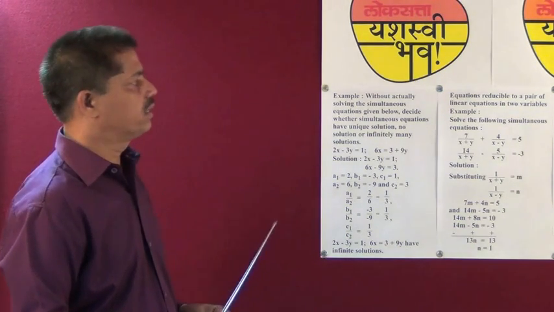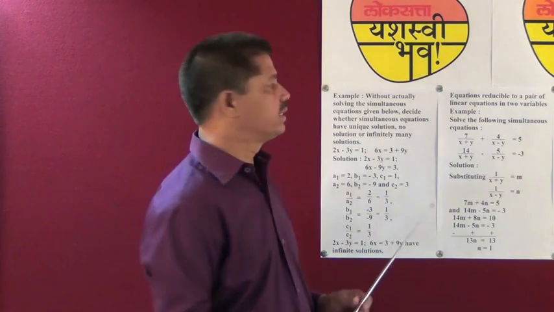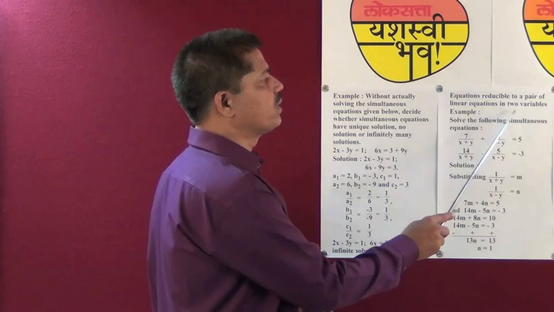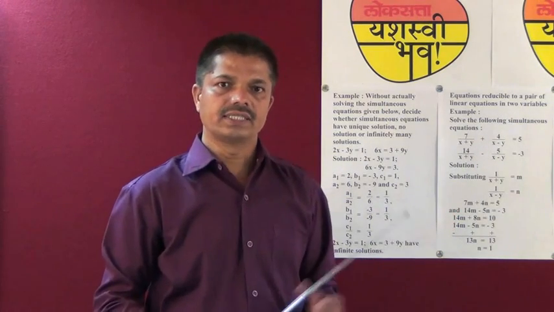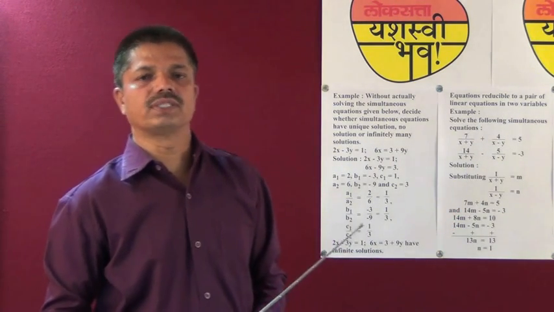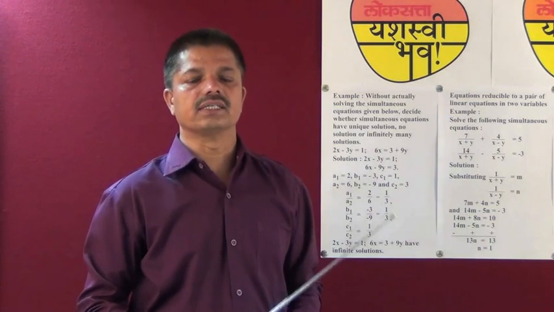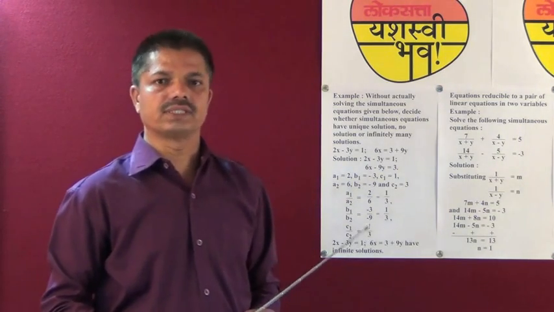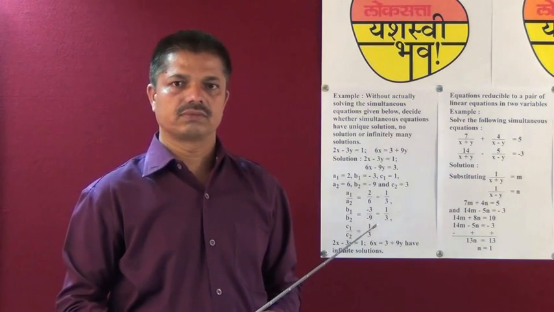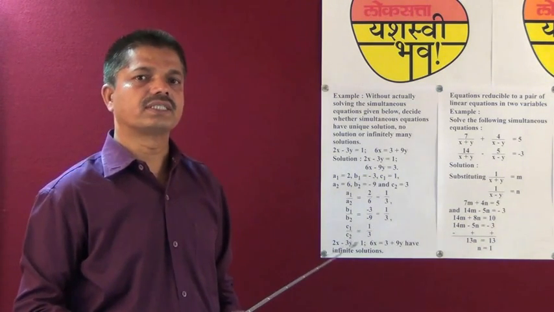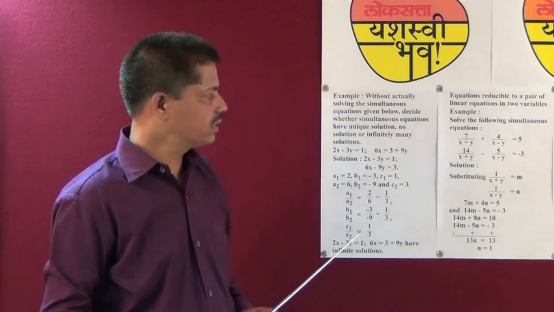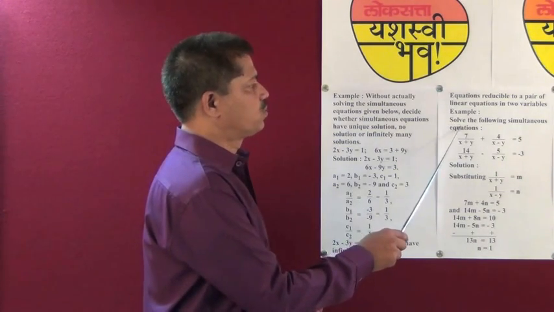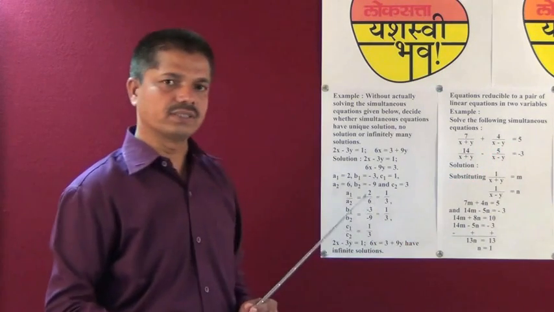Now let us go to the next part of this chapter, that is, equations reducible to a pair of linear equations in two variables. In this part, you will come across equations which are not linear, but they can be converted to linear equations by proper substitution. You will understand this when we consider an example. Let us consider the two equations. In this example, solve the following simultaneous equations.